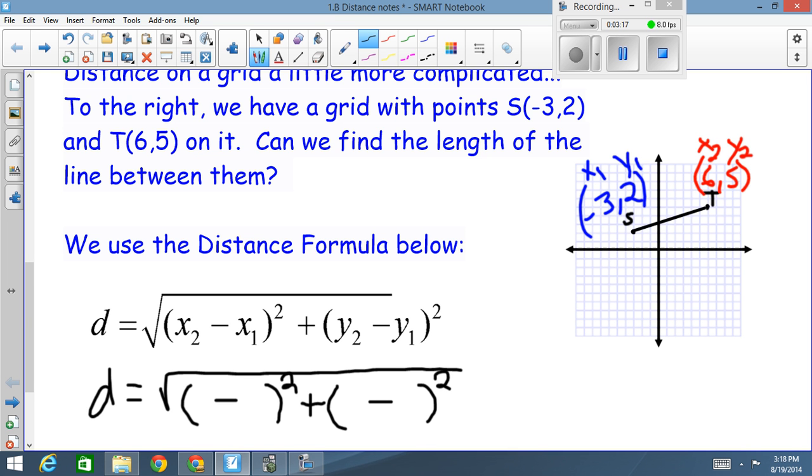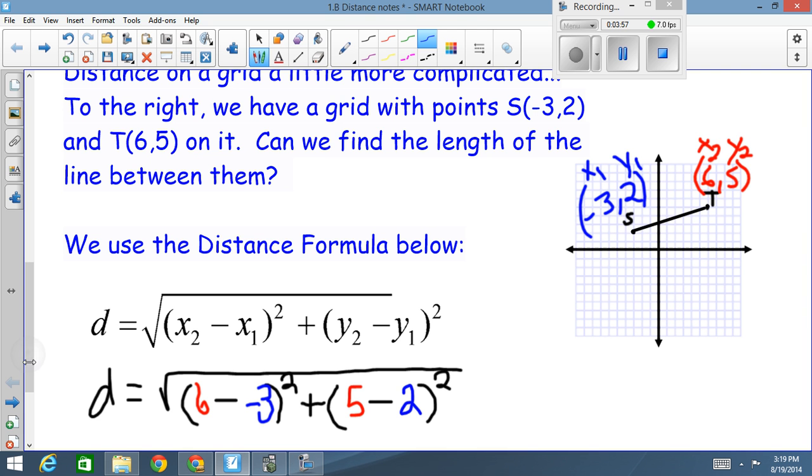My X2 is over here, and that's a 6. My X1 is over here, and that's a -3. Notice, the minus is already there, and I also have a negative in front of the 3. Both of those signs are in there, and that's one of the benefits of putting the minus in before you even put the numbers in. My Y2 is a 5, and my Y1 is a 2.